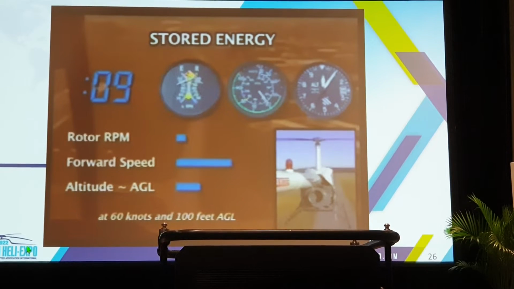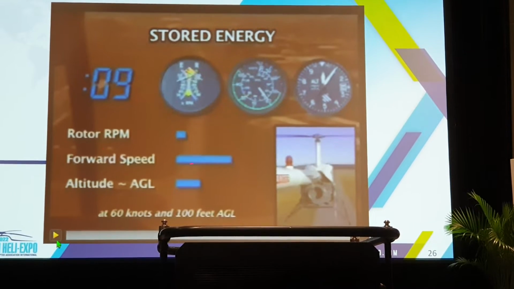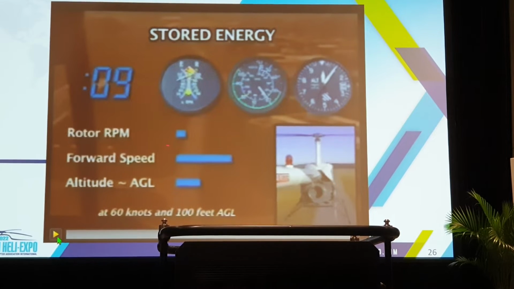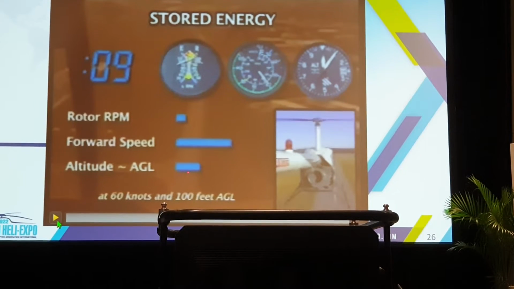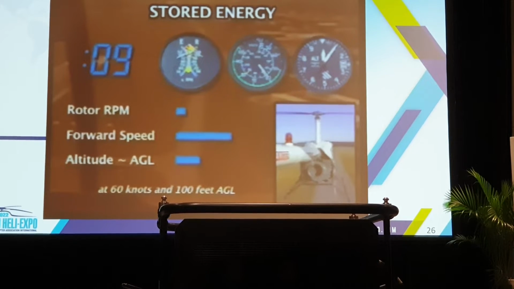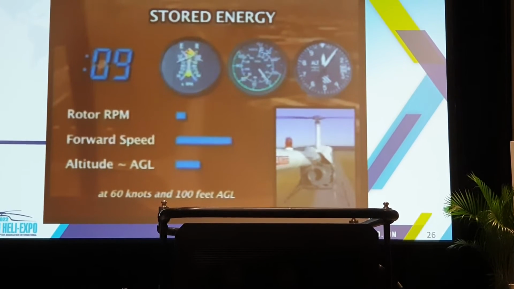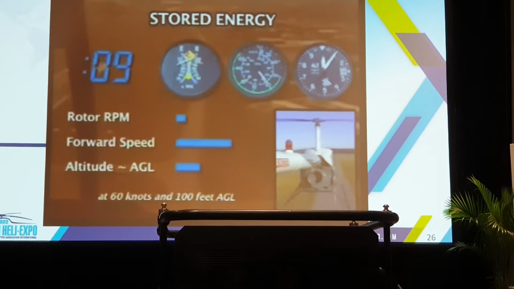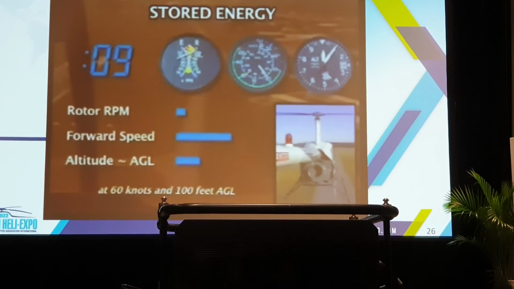Most of our energy, you can see in this example, is in the forward speed of the helicopter. And we've had big reductions in the potential energy of altitude. We still have 100 horsepower seconds in our rotor. Note how quickly this 9 seconds goes.